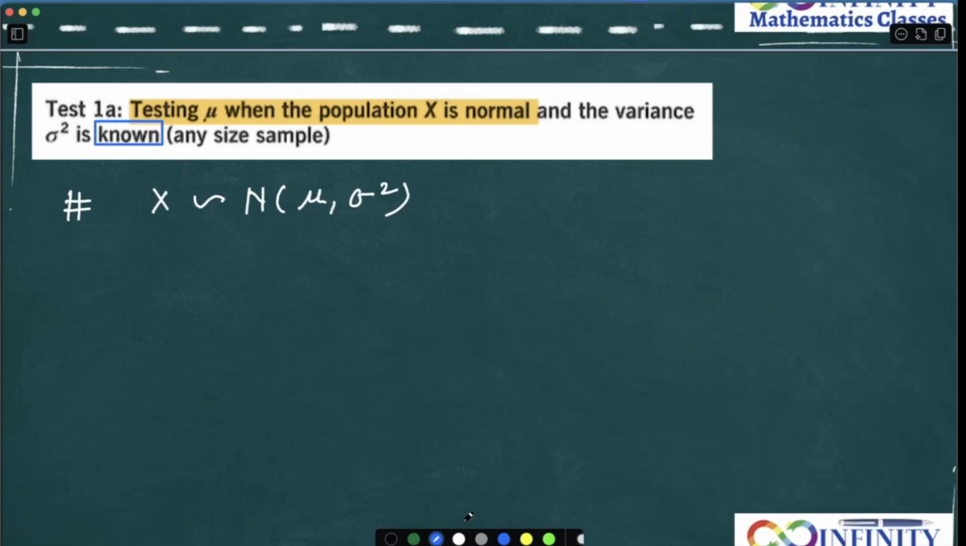Whenever this is the situation, the sample size will be denoted by small n, and this can be any number.